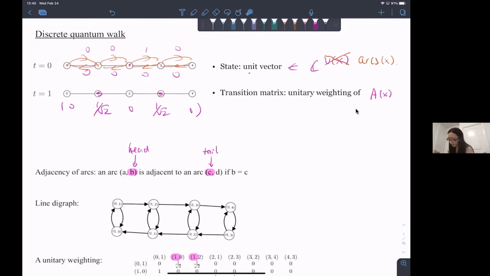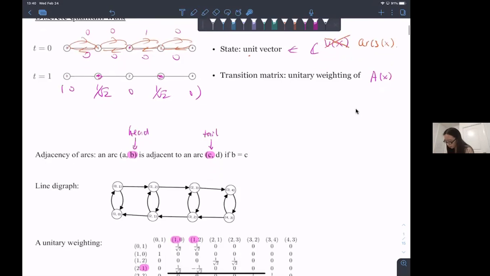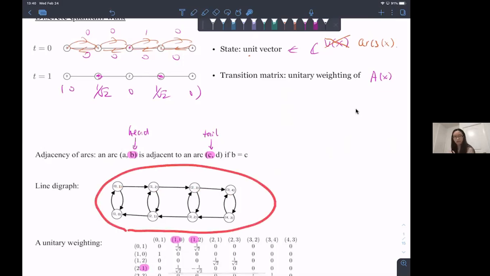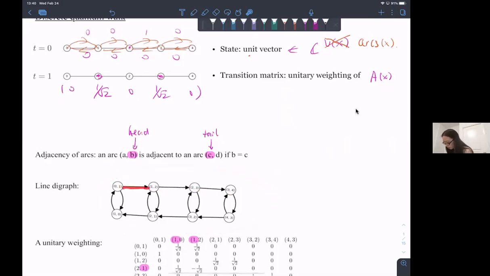Now, given this definition, we can construct a so-called line digraph from the original graph. Basically, all the vertices here are the arcs of the original graph, so there are 8 of them. And the adjacency of these vertices is exactly the adjacency of the arcs they represent. So this is a mixed graph. You will see one direction between two vertices, or sometimes you will see a diagonal between two vertices that represent opposite arcs of the original graph.